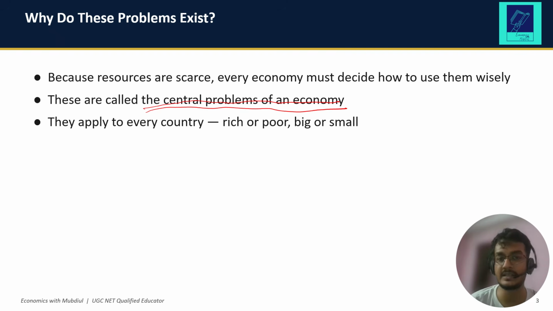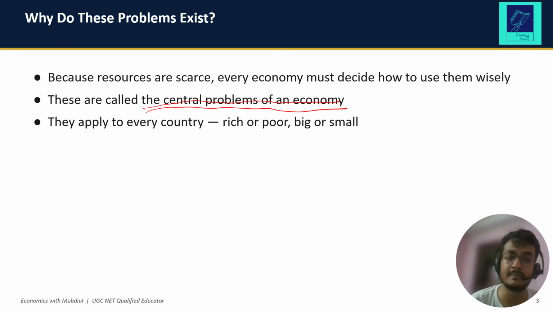The United States has to decide how much to spend on healthcare versus defense. Japan has to decide whether to invest more in technology or support an aging population. India has to decide between expanding infrastructure, improving education, strengthening healthcare, and protecting the environment.